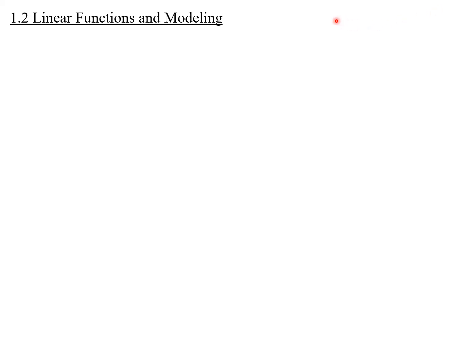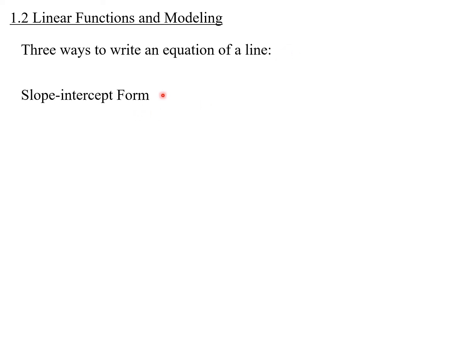Okay, this section is on linear functions and modeling. Now, there are three ways to write an equation of a line. One way is slope-intercept form, and hopefully you're familiar with slope-intercept form. The equation for that is y equals mx plus b, where m is the slope and b is the y-intercept.